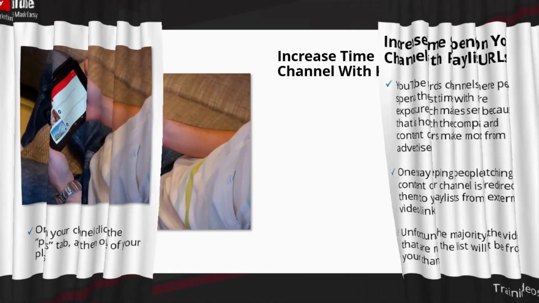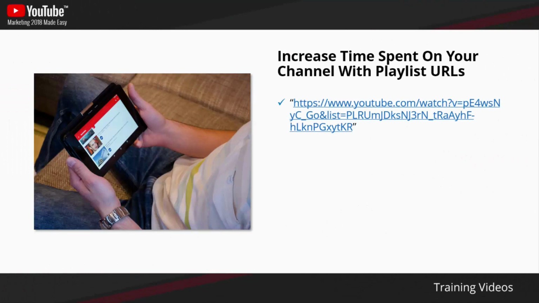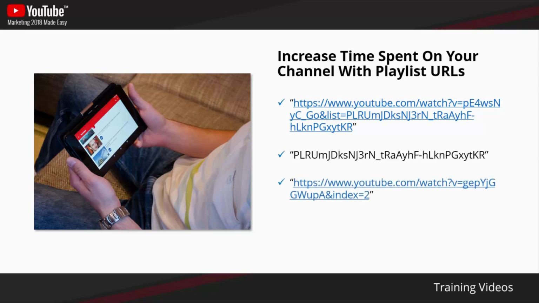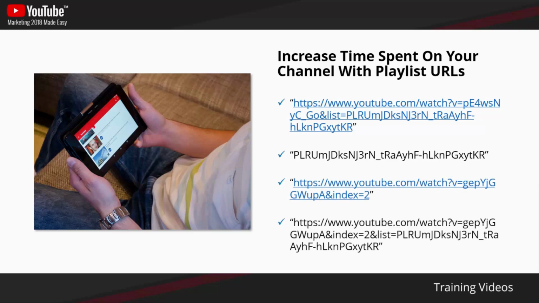For example, if your playlist URL looks like this, then your playlist ID will look like this. Once you are ready to add the playlist ID to your video URL, you will simply have to type "&list=" at the end of your video URL and then paste the playlist ID right after. So if your video URL looks like this, then your video URL with the playlist ID should look like this. So when you redirect people to your video using this URL, they will be redirected not only to your video, but to your entire playlist, which means that they will spend more time watching your videos, increasing watch time.